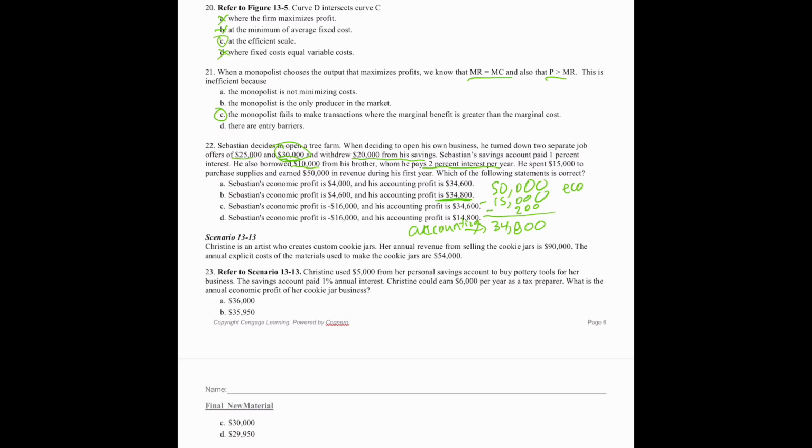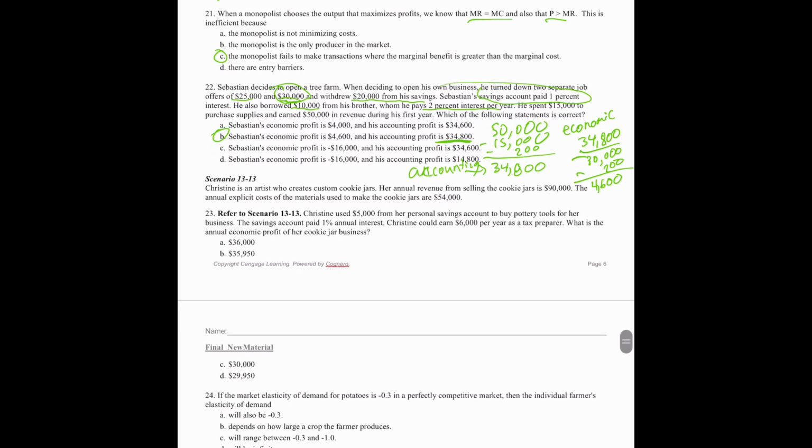And then our economic profit is going to be that $34,800 minus the $30,000 that he could have been making in another job, minus what he was earning on his savings account of 1%, which is going to be $200. And that leaves us with $4,600. So the answer must be B.